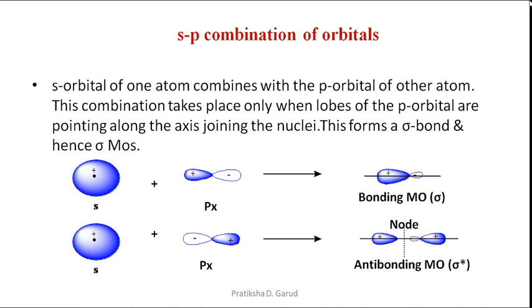Okay, so in sp combination we are having either the same sign. Due to same sign, it is formation of bonding molecular orbital, and when there is a combination between the opposite sign, plus sign and the minus sign, it is called as the antibonding molecular orbital. Okay, so this is the sp combination of orbitals.